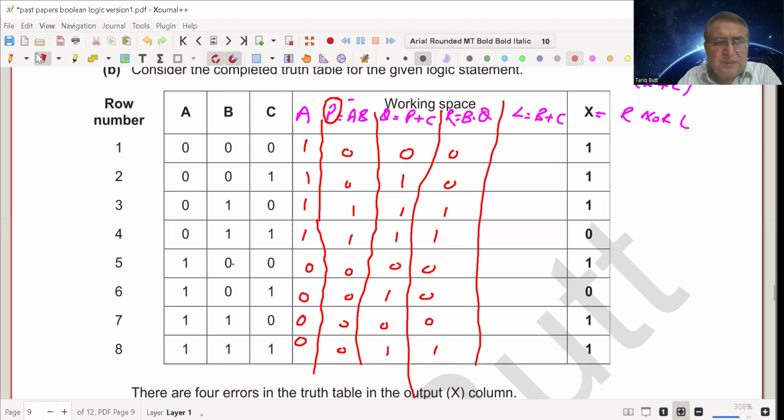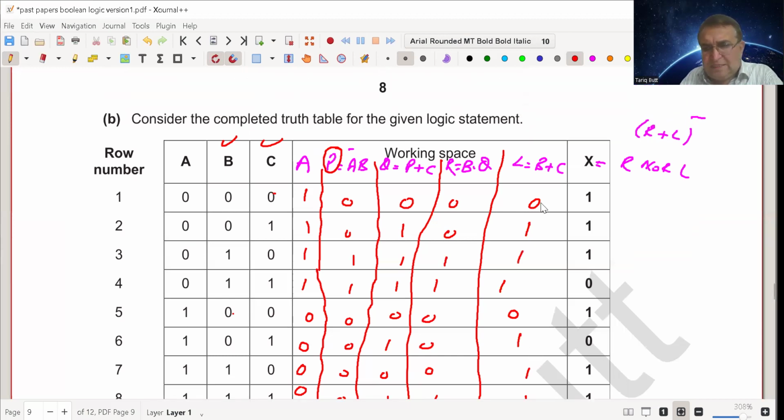Next, L, which is what? B or C. Where is B? B is this and C is this. So you have to OR these two columns. And the output of an OR gate is what? 0 only when both of its inputs are zeros. Otherwise, it is 1. So 0 OR with 0 is 0. 0 OR with 1 is 1. 1 OR with 0 is 1. 1 OR with 1 is 1. 0 OR with 0 is 0. Then 1, 1, 1.